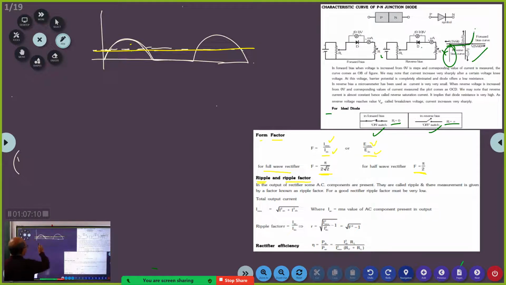Now, you can see this waveform here. Hello? I keep shouting and you don't. College sums.